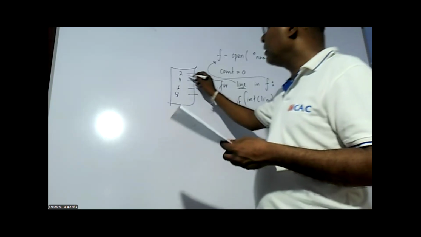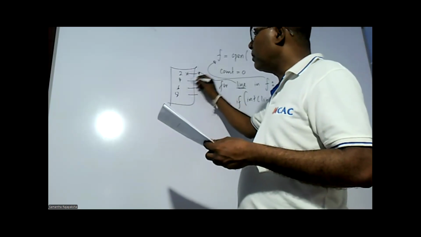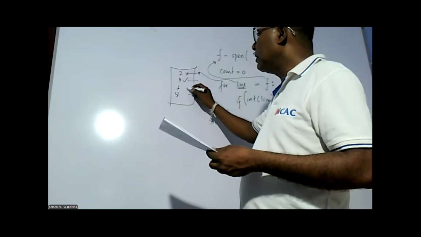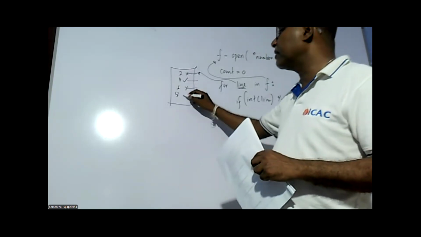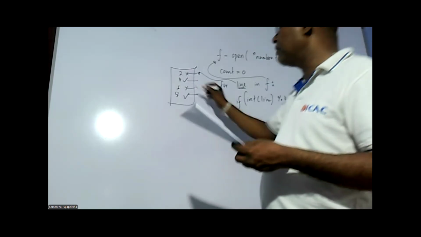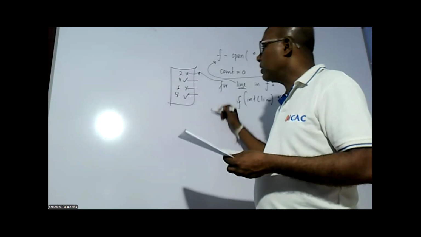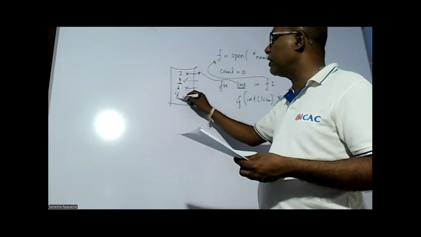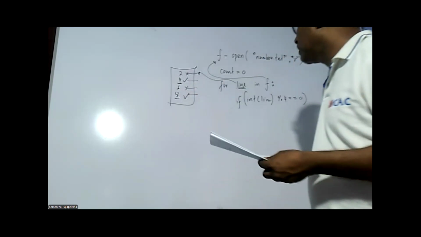Then you can see the first number is not divisible by 4, but 4 is divisible by 4. 6 is not divisible by 4, 8 is divisible by 4. Therefore, there are two numbers you can divide by 4. So therefore, the answer is 4 and 8.